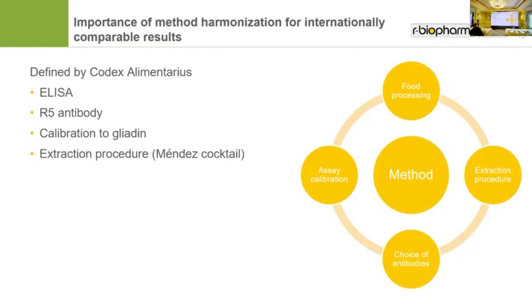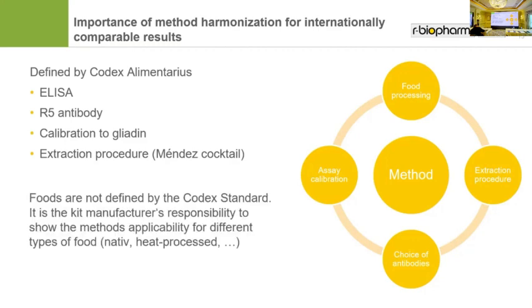We should use an ELISA method. It should be based on the R5 antibody. We have the calibration to gliadin. And we have the extraction procedure described by the Mendez cocktail. However, we do not find a definition for the foods in the Codex standard. There we find only the general word foods.